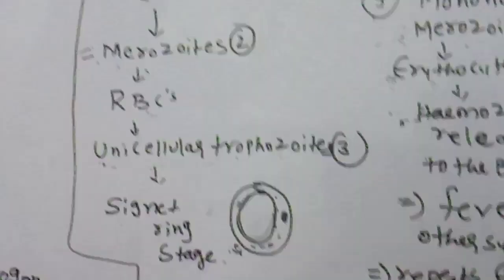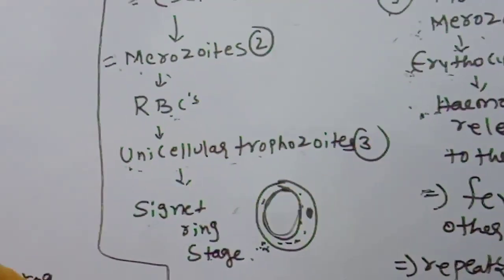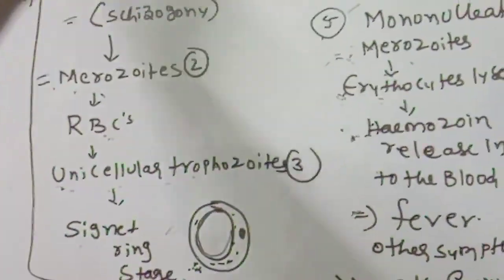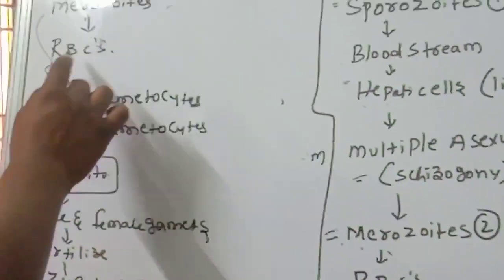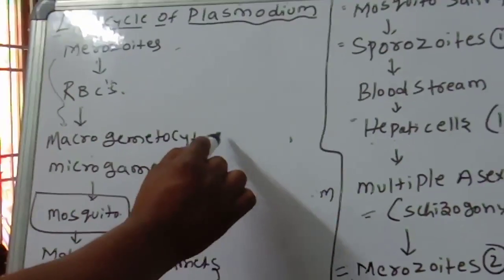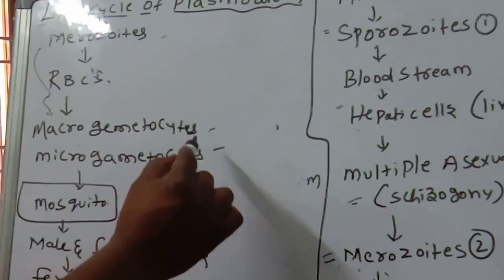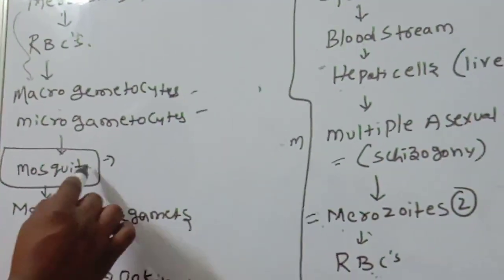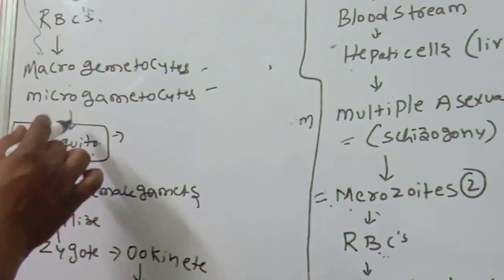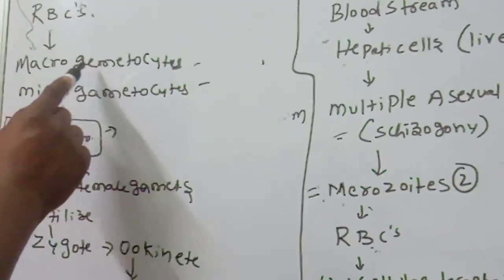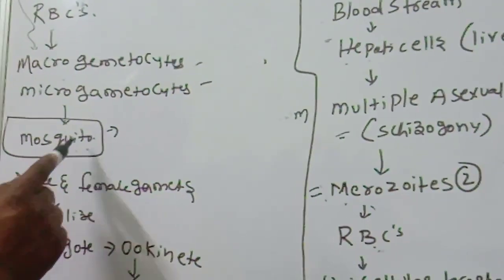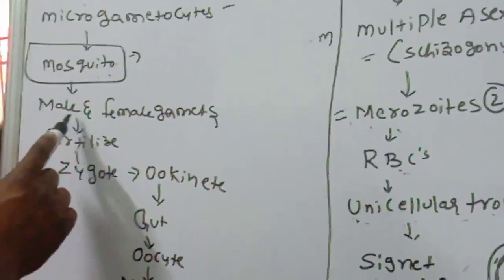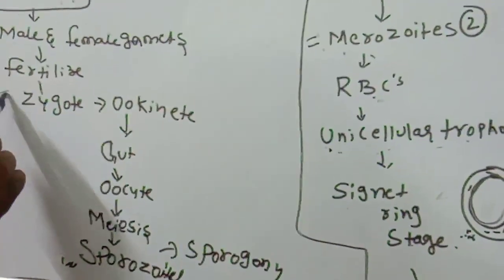Now what will happen? This cycle will repeat every 48 to 72 hours. These merozoites again attack the RBC, and again these merozoites differentiate into macrogametocytes and microgametocytes. These macro and microgametocytes again enter into the mosquitoes. When the mosquito bites and sucks the blood, these macro and microgametocytes enter into the mosquito gut. So macro acts as a male, micro acts as a female. Then fertilization takes place and zygote will be formed.